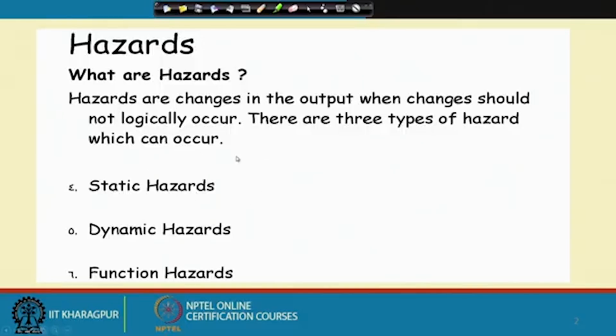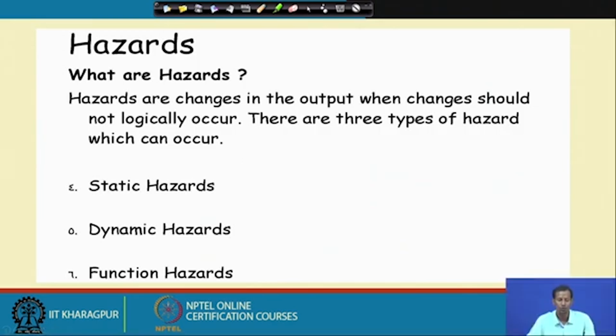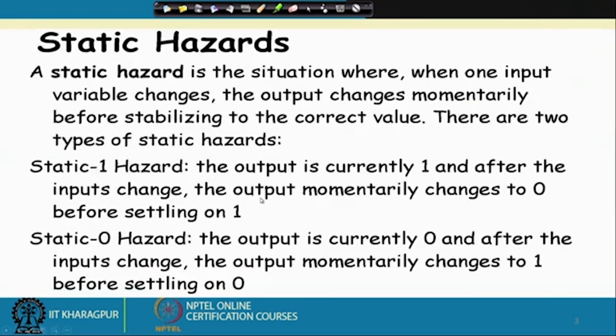So, the first thing is, what are hazards? Hazards are changes in the output when changes should not logically occur, meaning these are unwanted changes. There are three types of hazards: the first one is static hazard, then dynamic hazard, then function hazards. What these hazards are, when they occur and how you can remove them, we will see in today's lecture. First we will talk about static hazards.